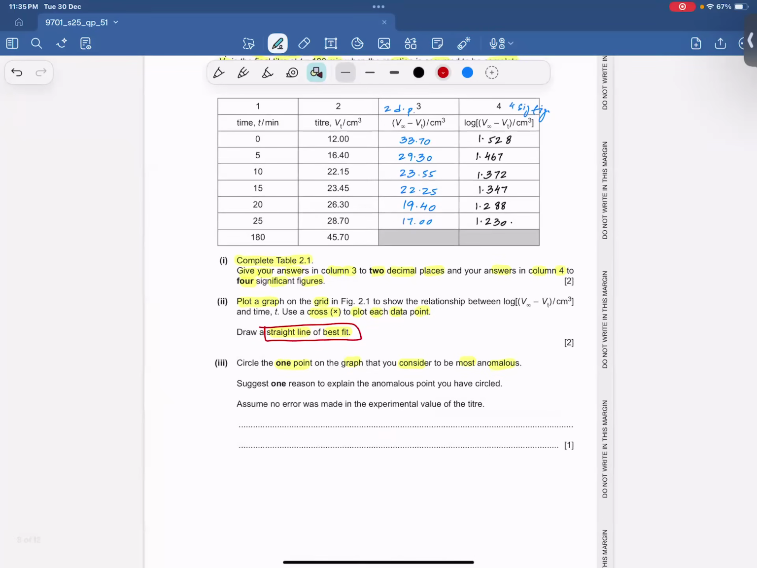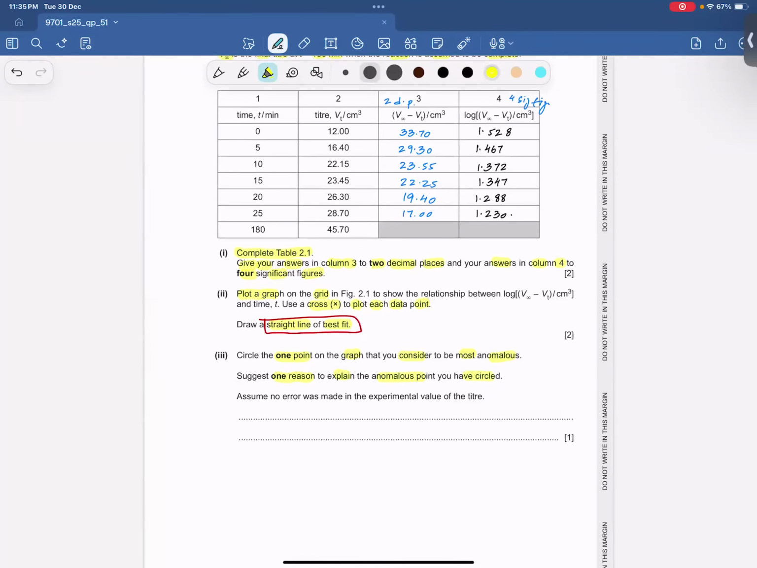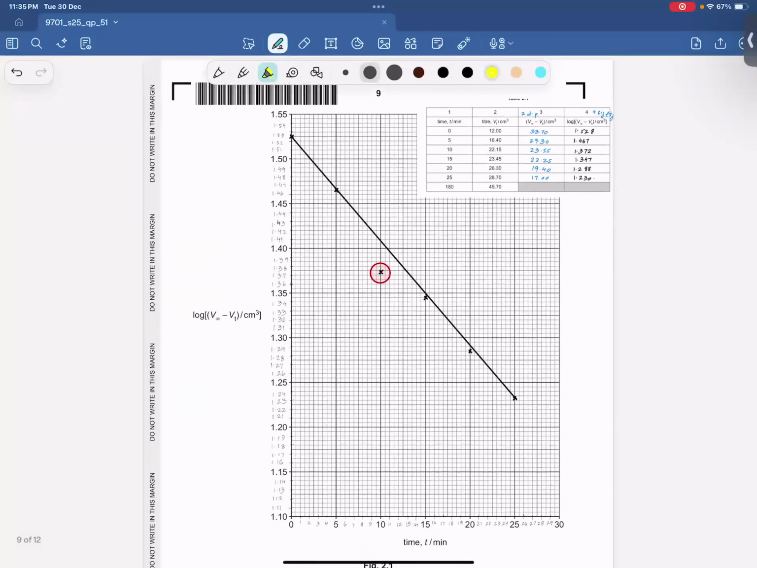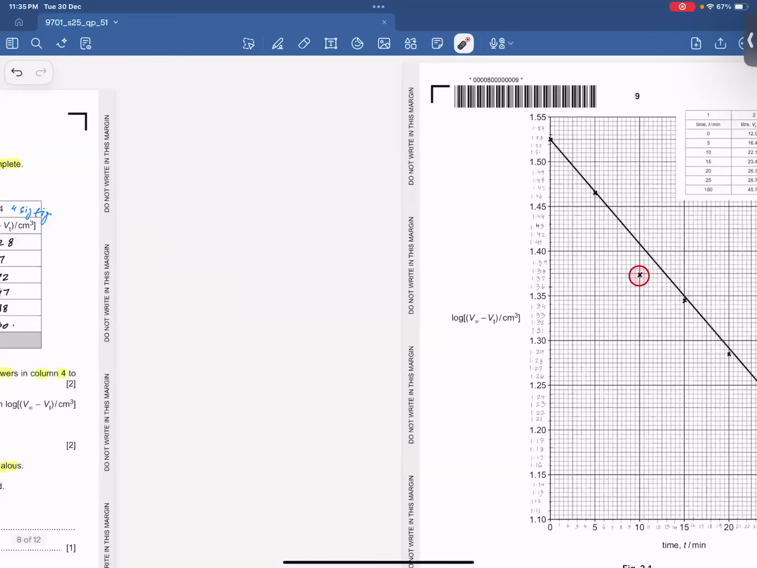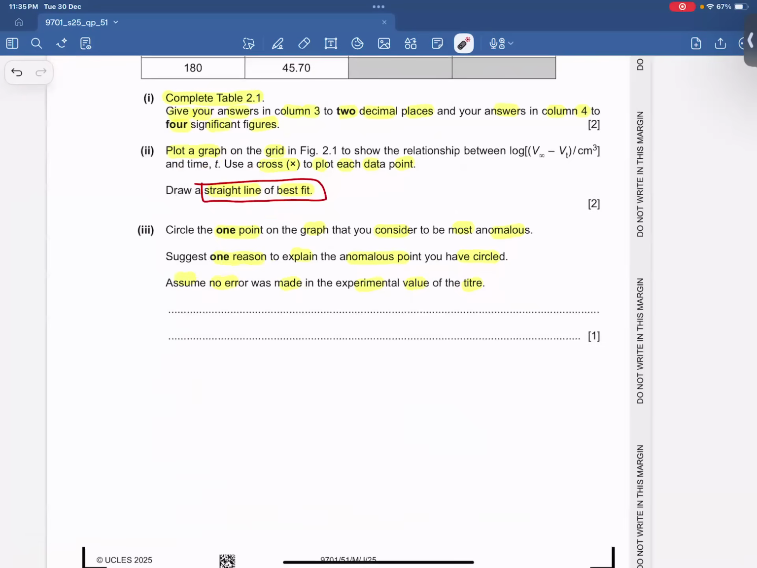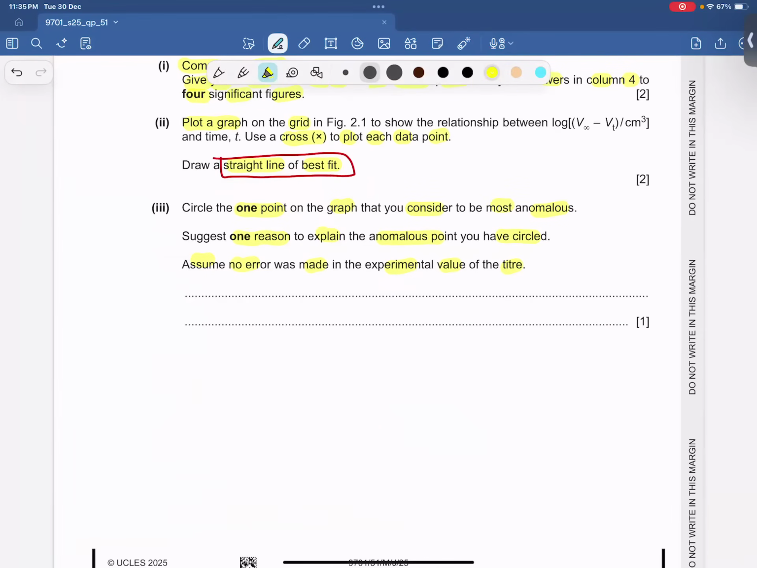Suggest one reason to explain the anomalous point that you have circled. Assume no error was made in the experimental value of the titer. Okay. If the experimental value of the titer has no error, which means the time determined at this point has to be here. So the time has come out less than expected. All right. So if the time has come out less than expected, that means, let me write it down.